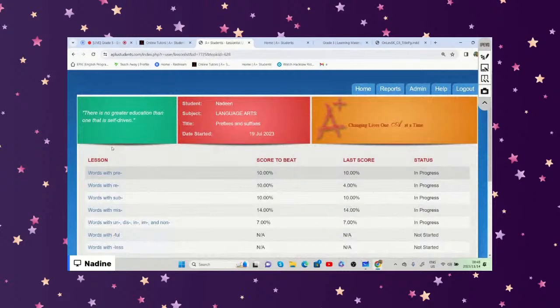All right, so that is the end of our lesson on prefixes and suffixes. We only focused on the two prefixes, which are pre as well as re. And we say that knowing the meaning of the prefix will help you determine the meaning of the word when you put the root word and the prefix together. So pre means before and re means again.